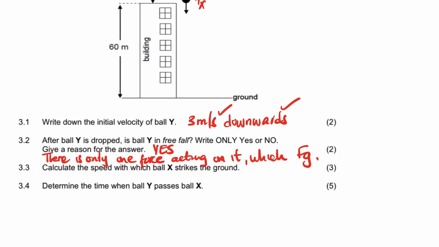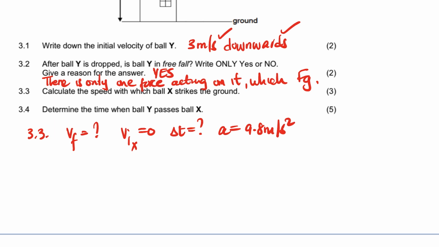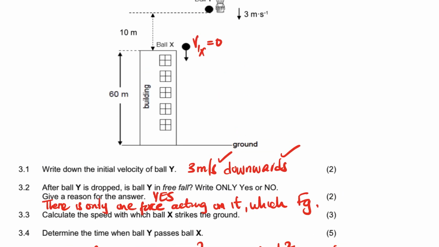Okay, let's calculate it here. So 3.3, we want the final velocity. The initial velocity we have, it was 0, because it's dropped. Do we know the time? No. The acceleration we do have, it's positive 9.8. Remember, we chose downwards as positive. And then the displacement is going to be positive 60 because it's traveling from there to there, 60 downwards.